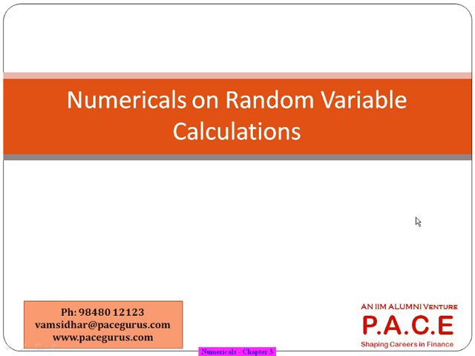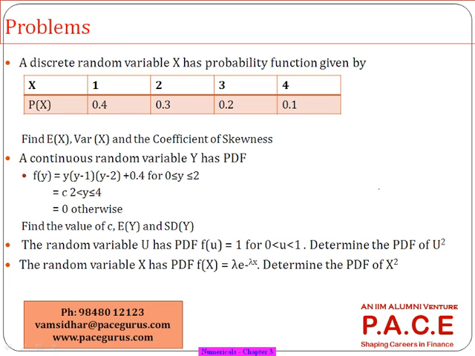Calculations where the primary thing was either a discrete or a continuous distribution, finding out the mean, variance or standard deviation or these kind of things about that particular distribution values, like this. So if it says a discrete random variable x has a probability function given by this, find the expectation of x, variance of x and the coefficient of skewness.